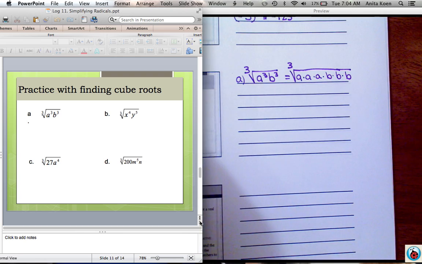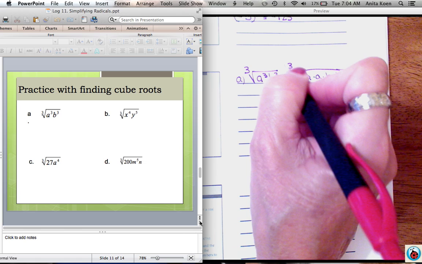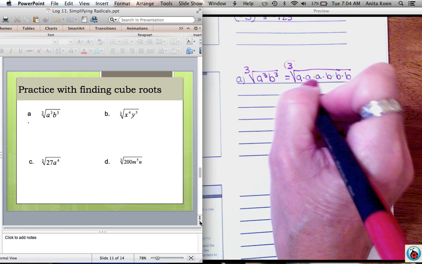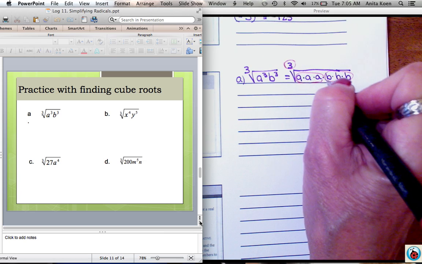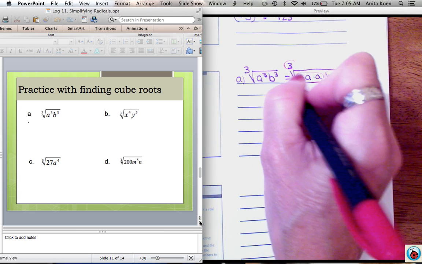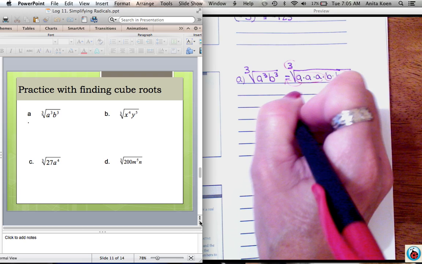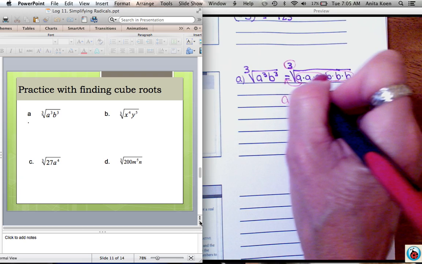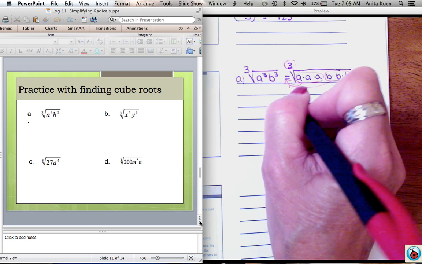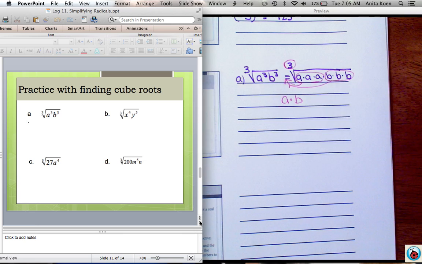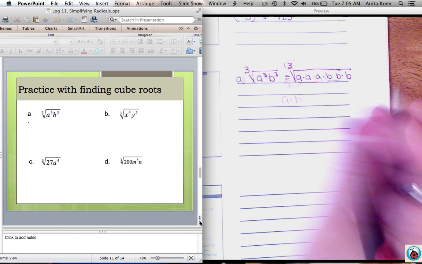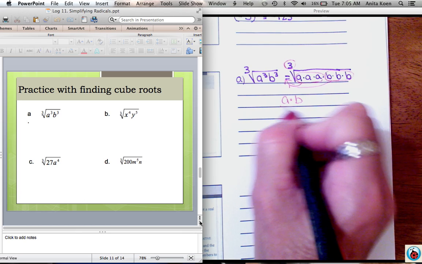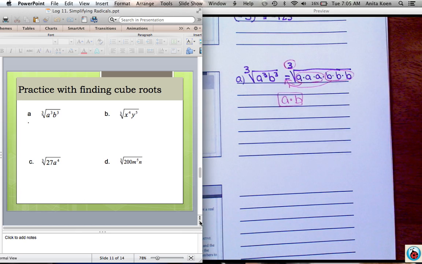And now I'm looking for groups of 3. So 3 a's right here, 3 b's right here. The 3 a's get to come out as 1. The 3 b's get to come out as 1. And remember, we're always multiplying between those two. So the cube root of a cubed b cubed is just a times b.